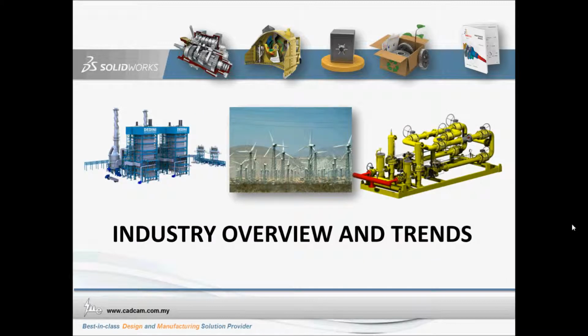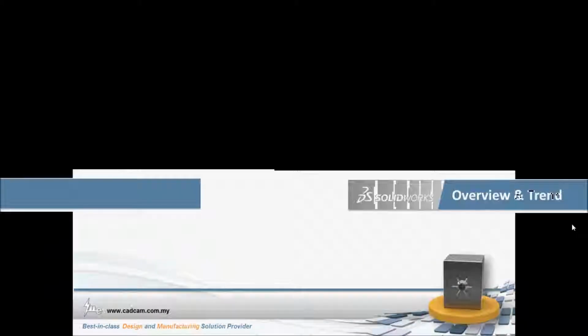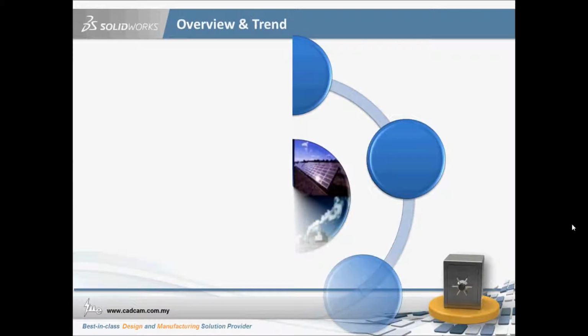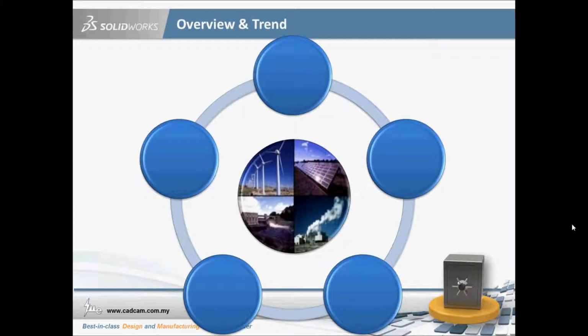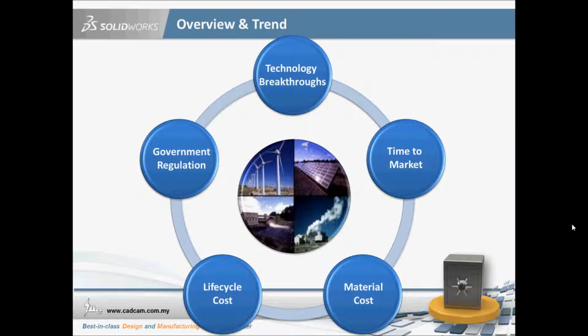Let's start with industry overview and trends. We split it into 5 categories. Start with technology breakthrough, time to market, material costs, life cycle costs, and government regulations. Let's start with technology breakthrough.